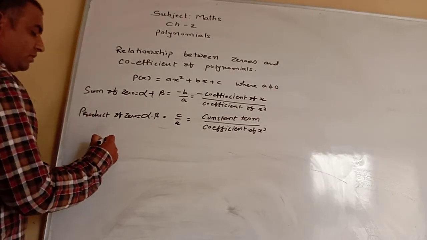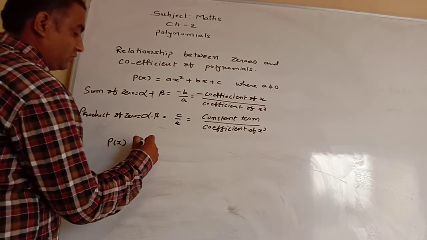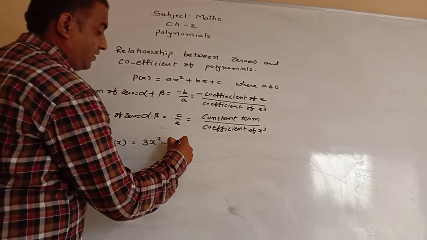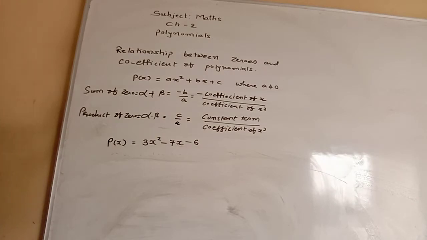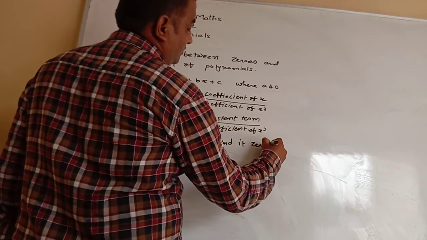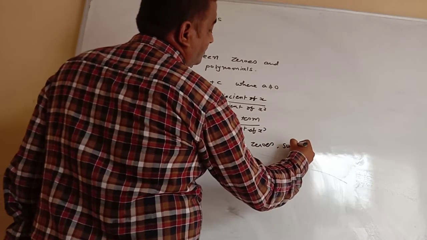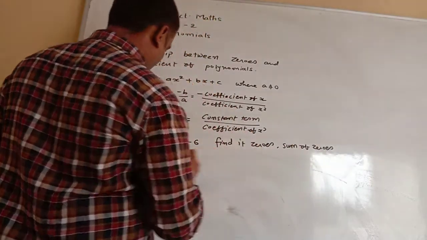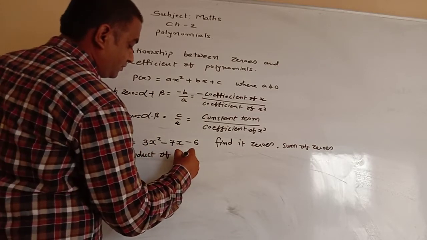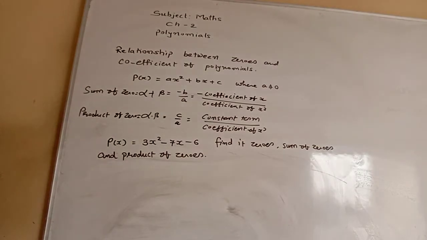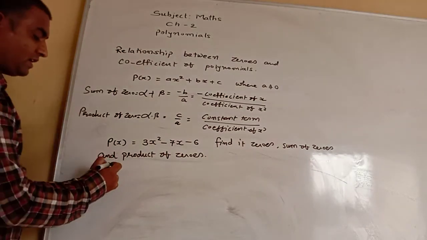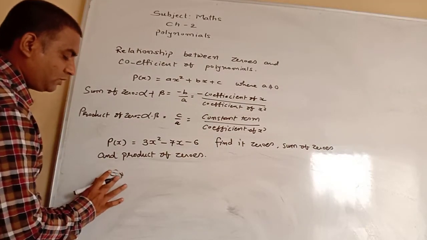Let's see one more sum. If p(x) is equal to 3x square minus 7x minus 6, then find its zeros, the sum of zeros, and the product of zeros. Now here it is not said to verify it, so we can directly write the sum of zeros and product of zeros.